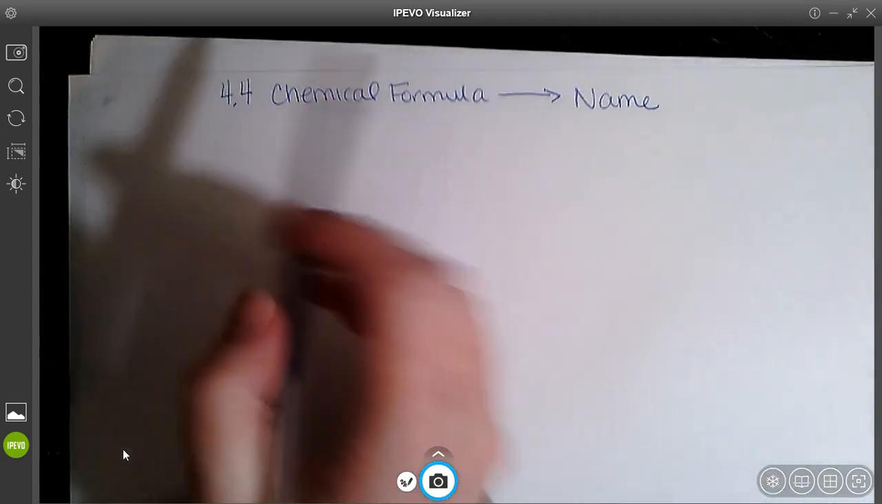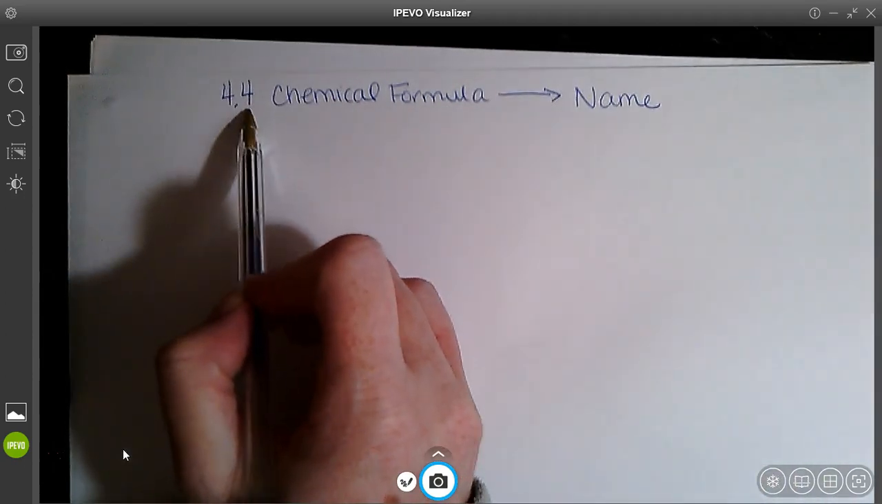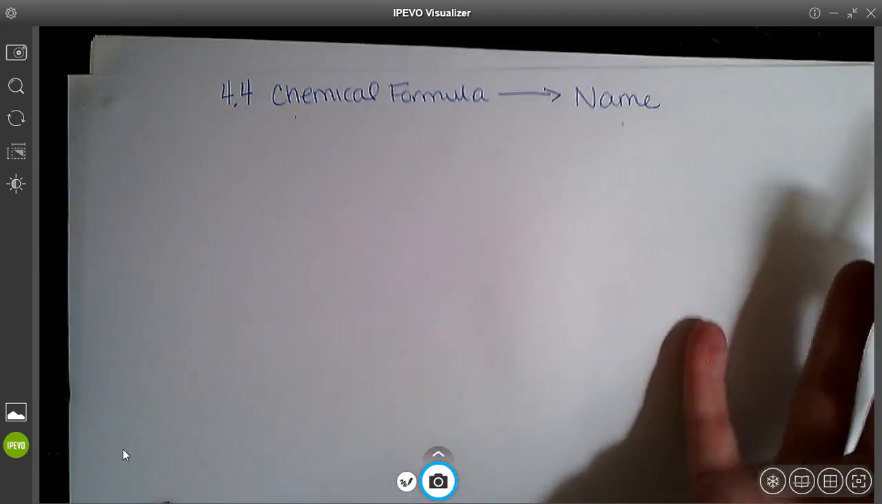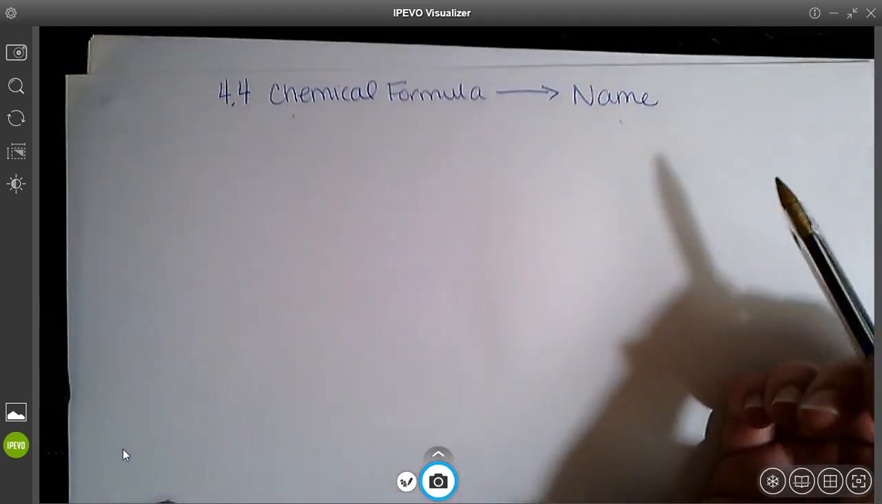Guys, we are in Unit 4, Topic 4. So we are going to take chemical formulas and turn them into names. So far we've done names and written formulas. We're just doing the exact opposite.